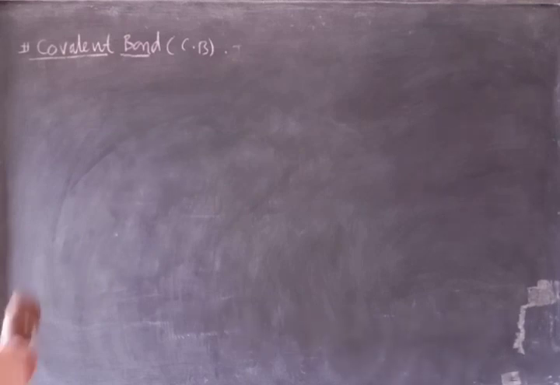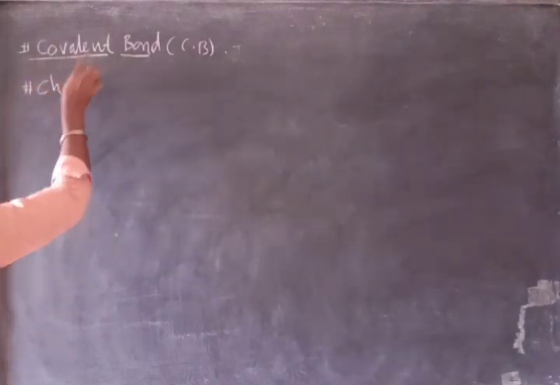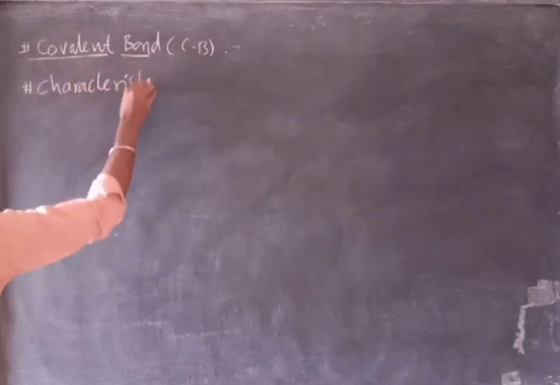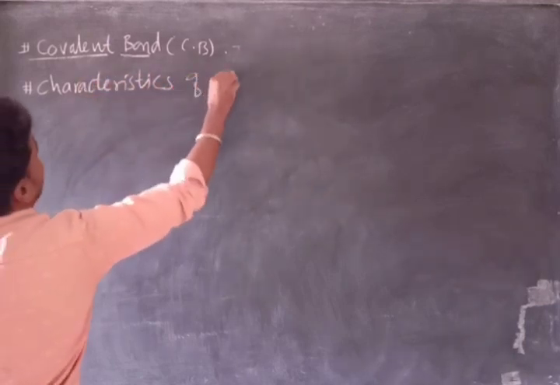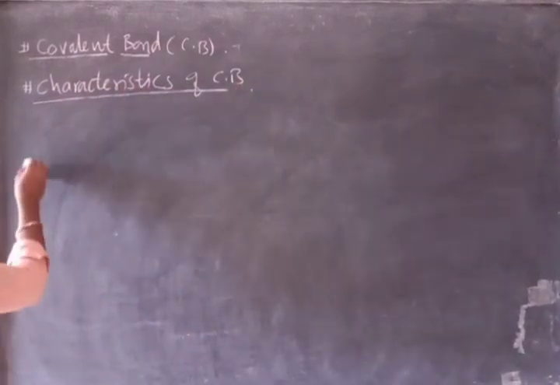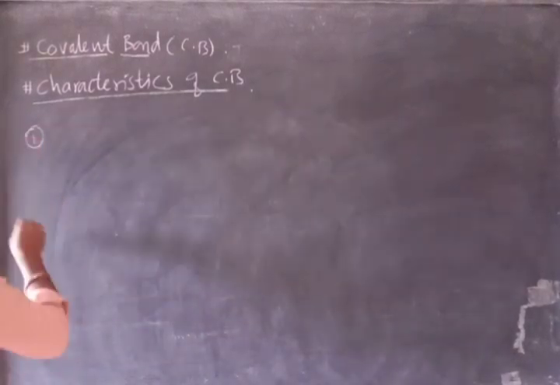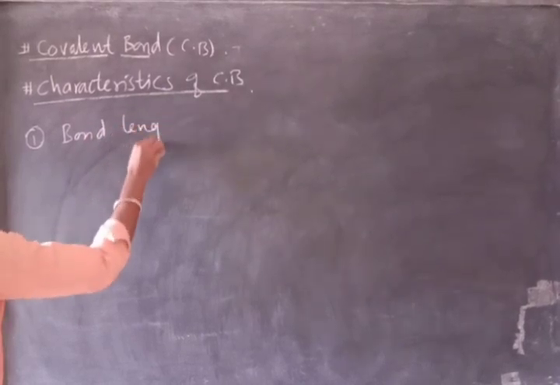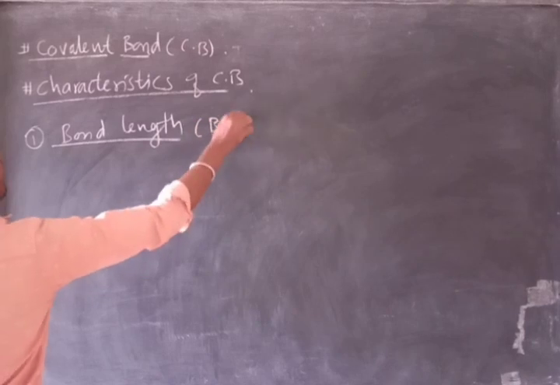Now here we'll see the important bond characteristics of covalent bonds. And in this, the first characteristic is the bond length, which will be abbreviated as BL.